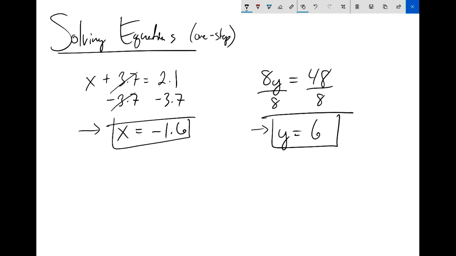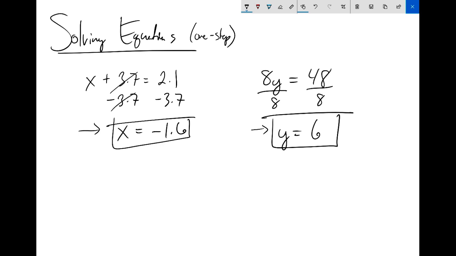Okay. So if addition, you undo it with subtraction. Multiplication, you undo it with division, and vice versa. If it's subtraction, you undo it with addition. But the point is you're trying to get the variable alone, because if you get the variable alone, whatever's left on the other side of the equation will be the solution. Yeah? Okay. And solutions are values that make the equation true.